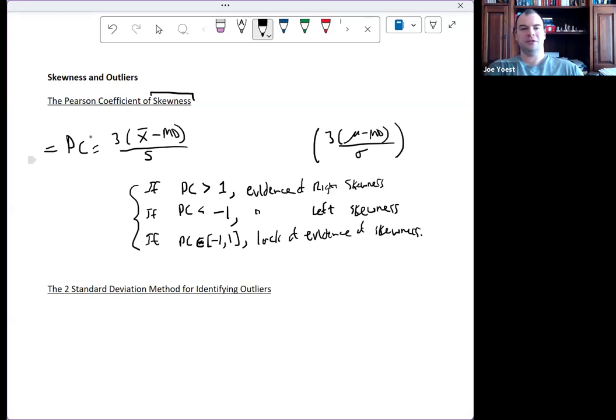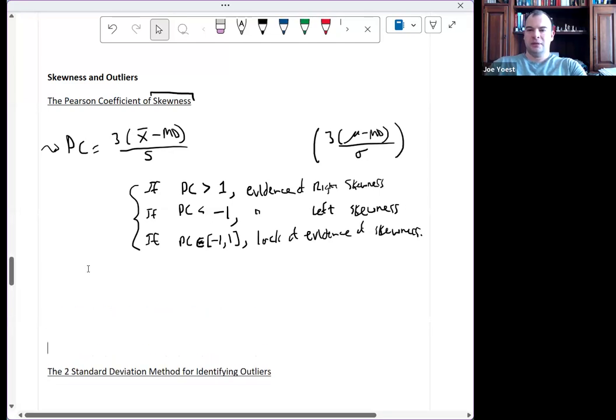So we compute our Pearson coefficient up here. We get a number out of that, and we ask, is that number bigger than +1? If so, that's some evidence of right skewedness. Is it less than -1? If so, that's evidence of left skewedness. And the only other option is it's between -1 and 1 inclusive. That would be lack of evidence of skewedness, that the mean and the median are close enough together that we're not really willing to say that they're far apart.